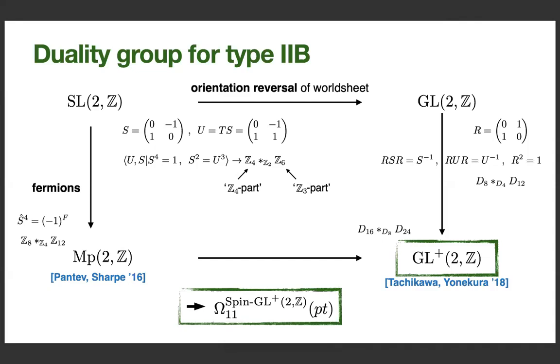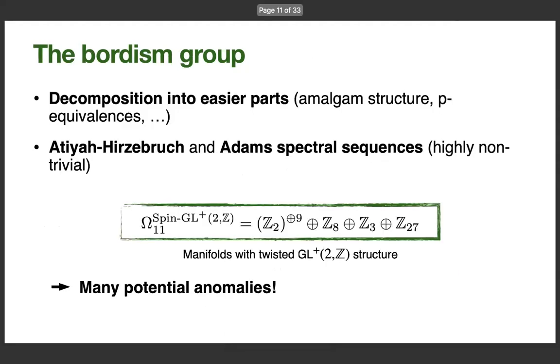We identified the correct bordism group. So type 2B is 10 dimensional, so the bordism group is in D plus 1, i.e. 11 dimensions. And the duality group is GL+. However, I told you that the duality group contains fermion number, right? But this is also contained in the rotations of our spacetime manifold. And that is what is known as a twisted tangential structure. So sort of you twist the tangent bundle and the duality bundle into each other. And this group is known as a Spin-GL+ structure. So what we're really interested in for our purpose is the bordism group Omega 11 Spin-GL+ of a point. And now of course the calculation of that is very hard.